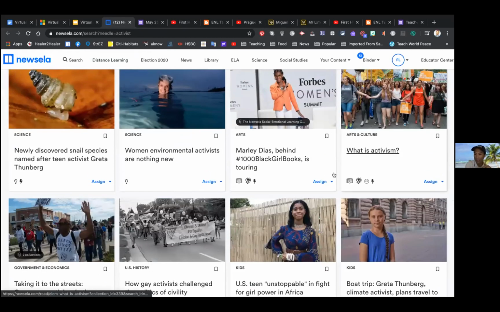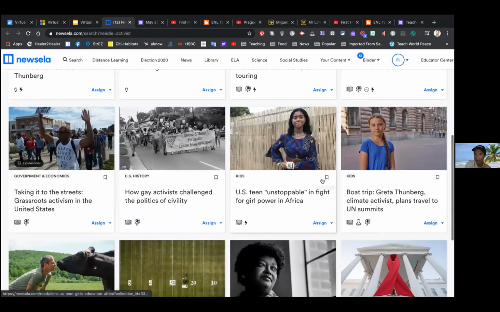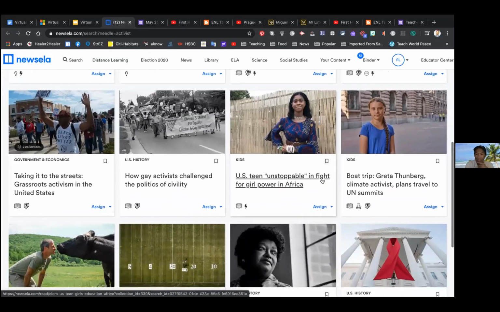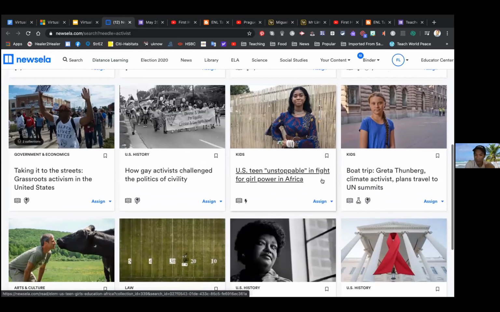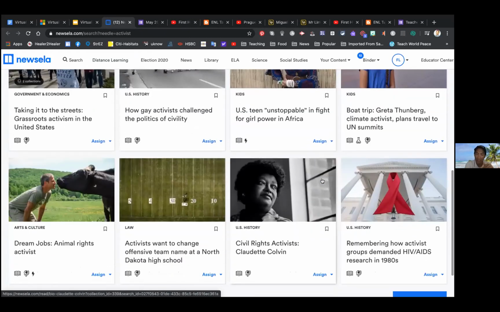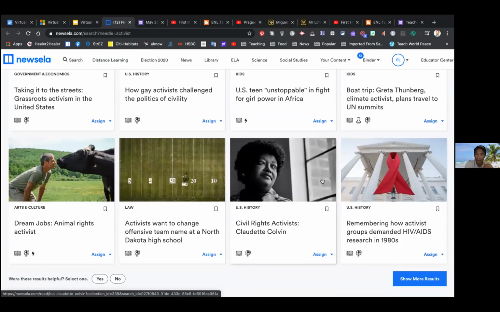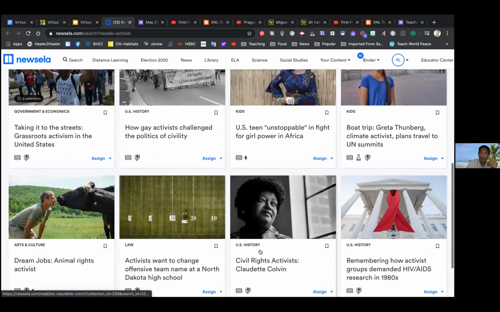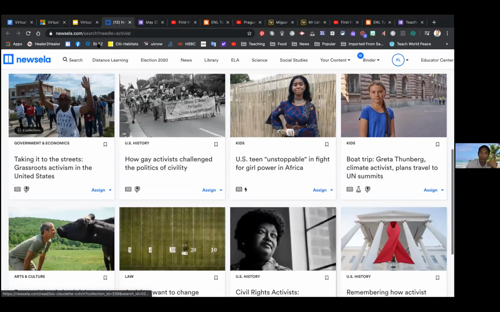Like, what is activism? You can create an account here, and I believe it's still free. But you can choose the ones that you want them to look at, but also you can give them free reign on choosing articles that they want to look at as well. Animal rights are here. Civil rights are here. So that's a very good research tool as well. News ELA or Newsela.